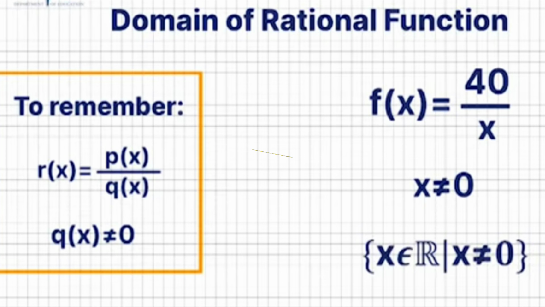Again, this will give us an undefined value. Hence we can say that the domain, or the set of all possible values of x of the function f of x equals 40 over x, is the set of all real numbers except 0. This can be written in set builder notation, which is one way to write the elements of the domain.